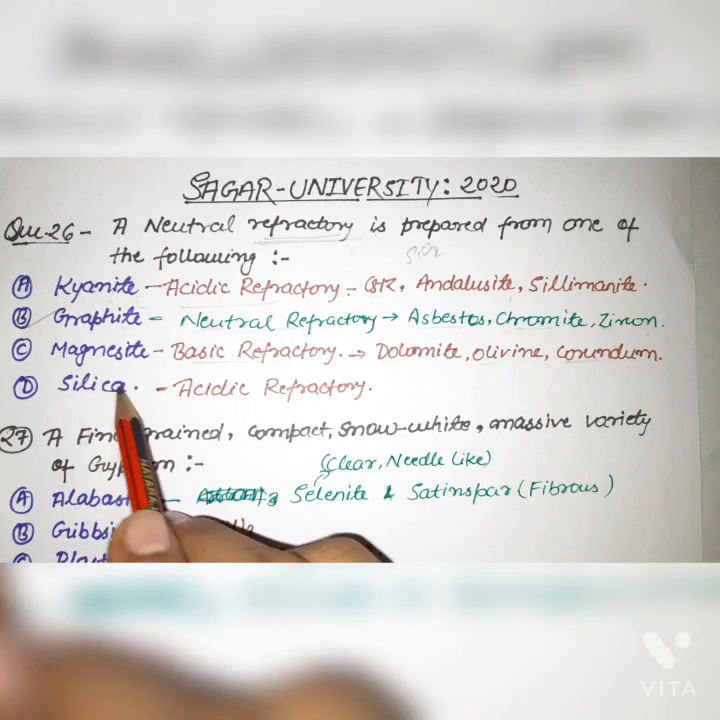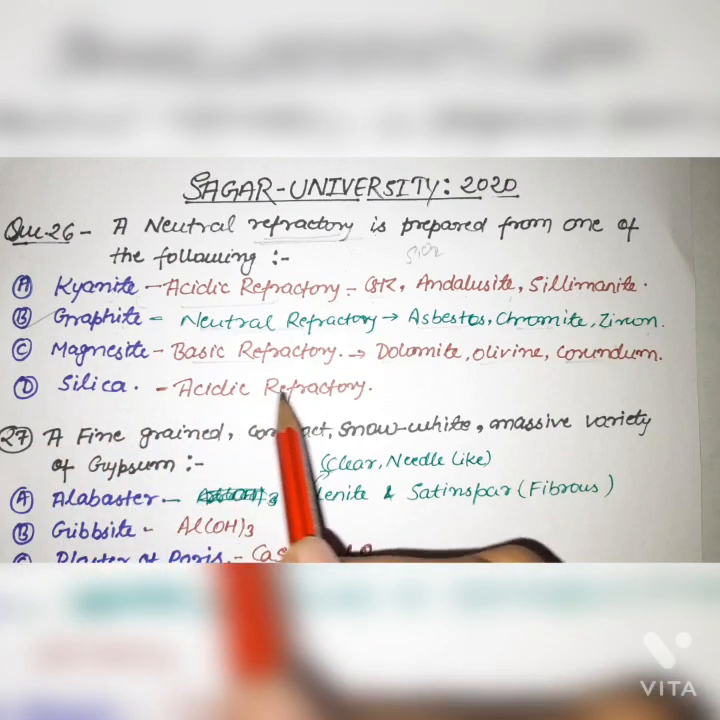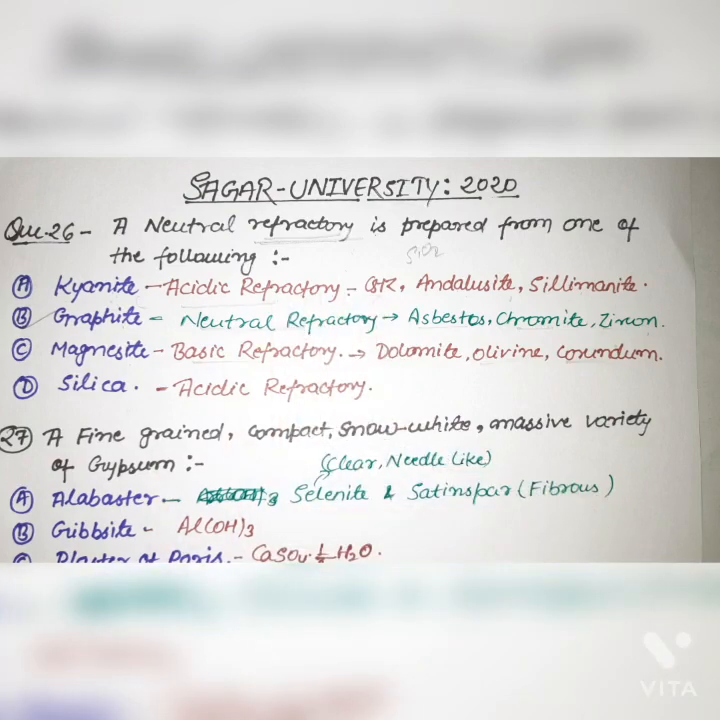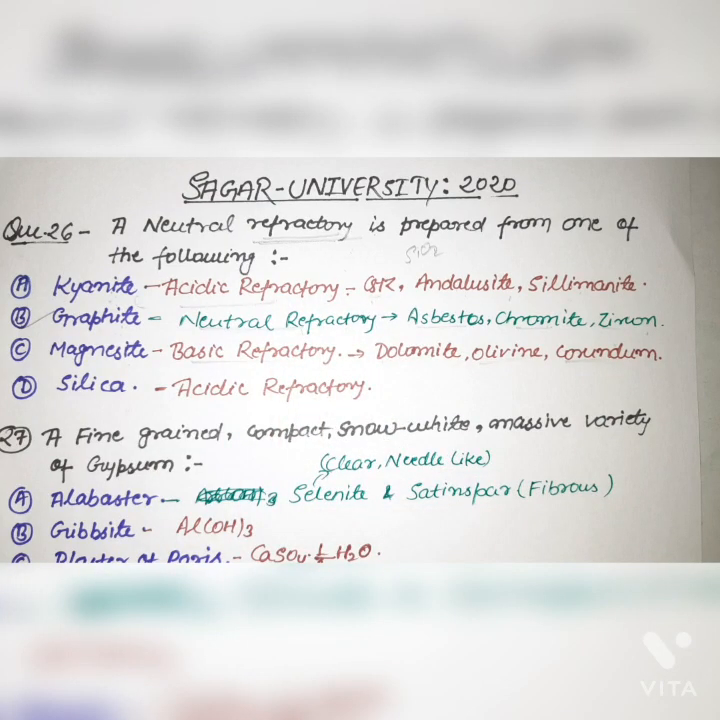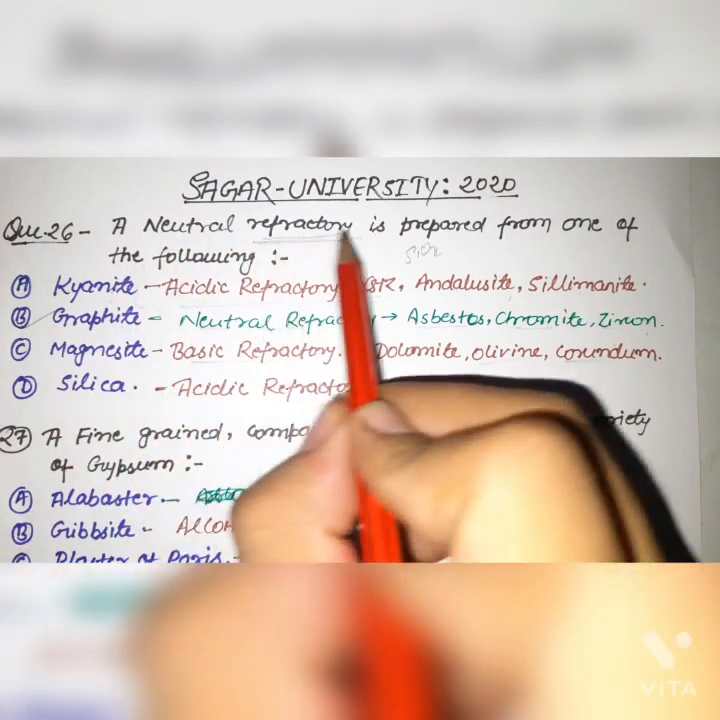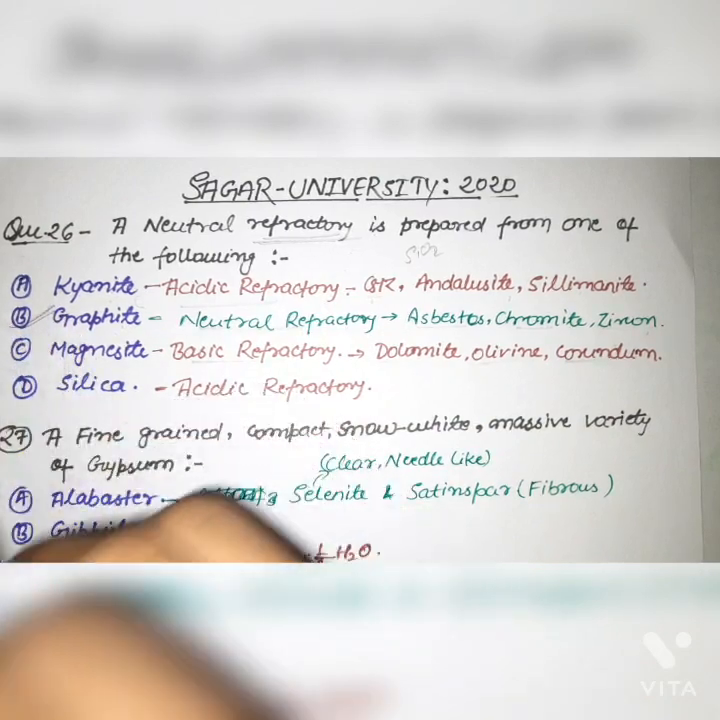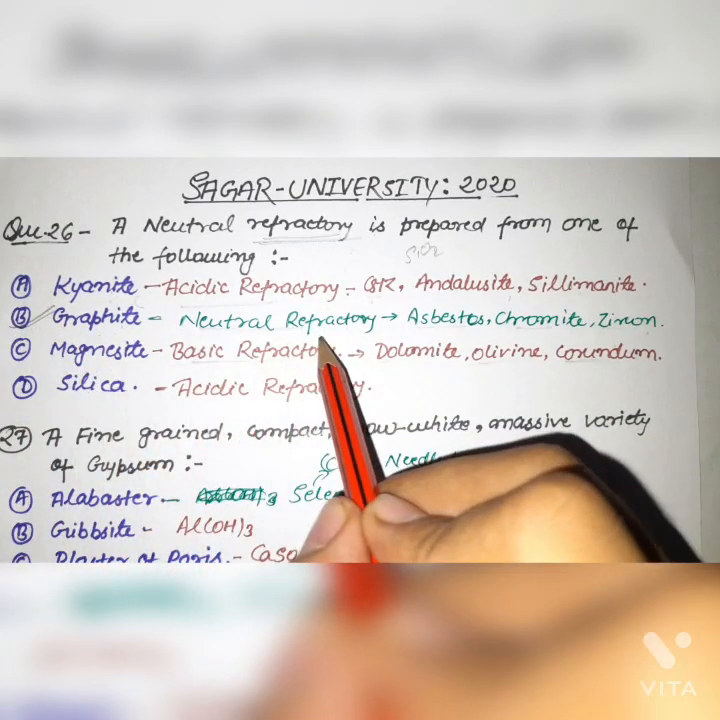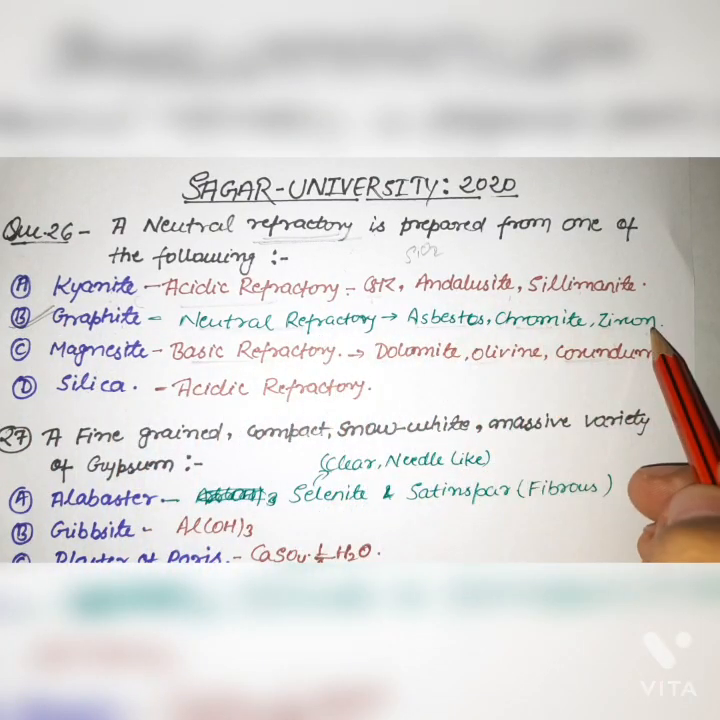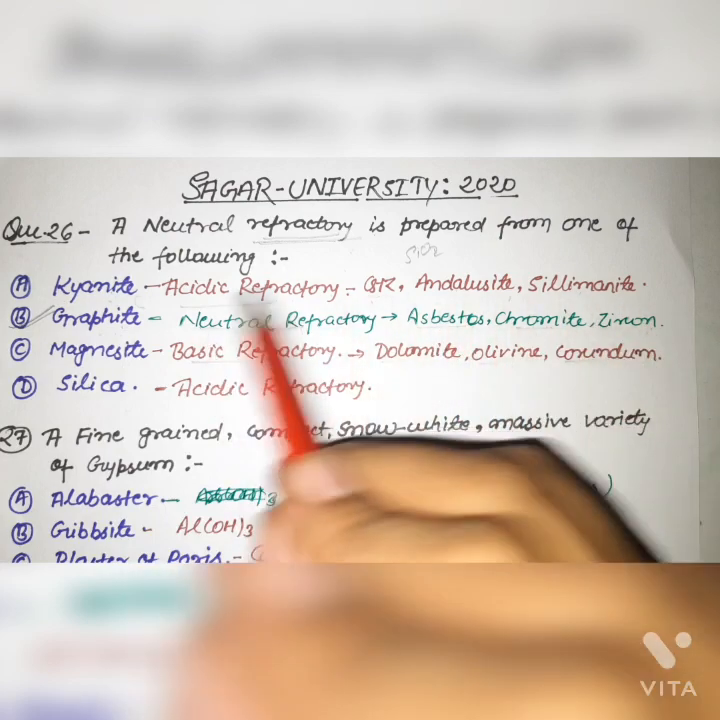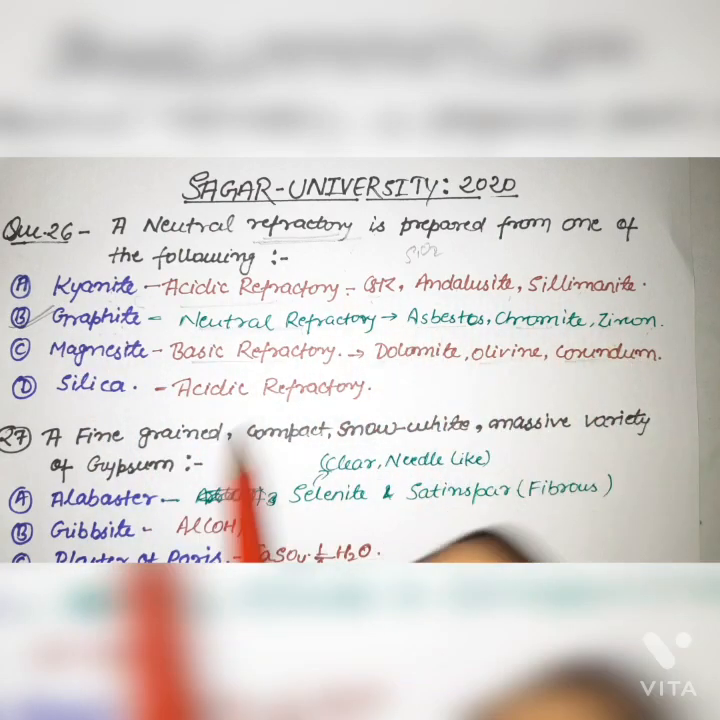Next one is silica. Silica is also an example of acidic refractory, as I told you that quartz is an acidic refractory mineral. So this question is asking about neutral refractory, so the correct answer will be graphite. Other than graphite, the other neutral refractory minerals, as I told you, are asbestos, chromite and zircon. If these were also present, then the correct answer would be these.